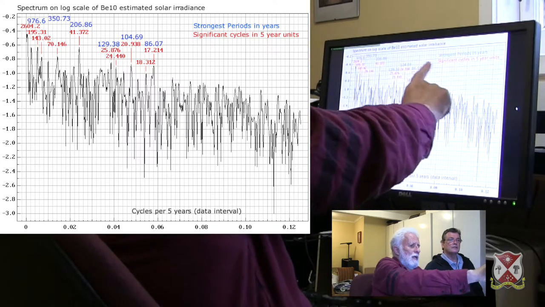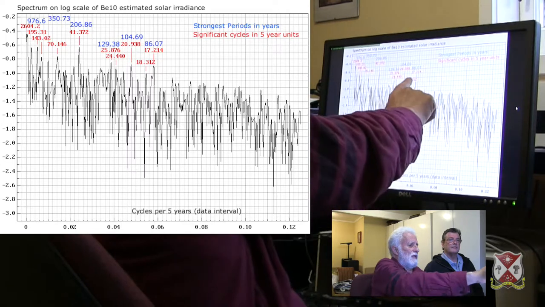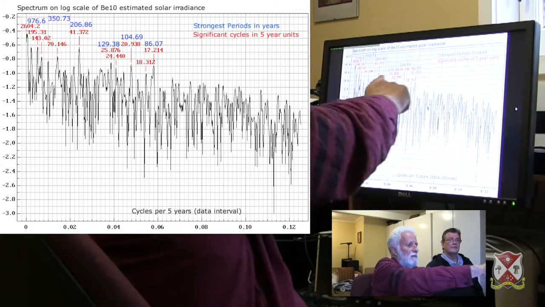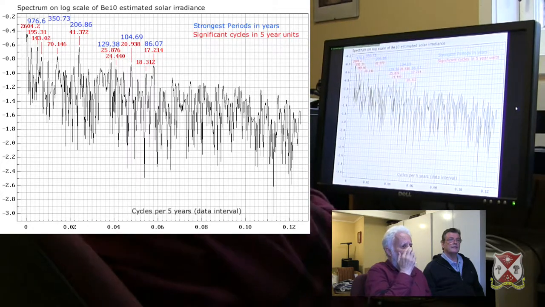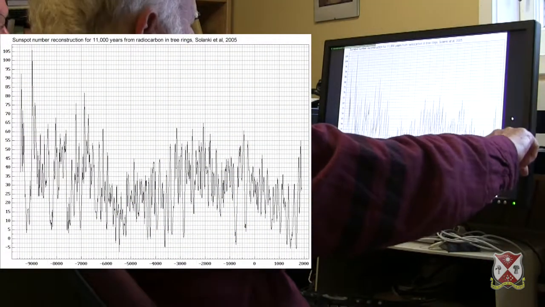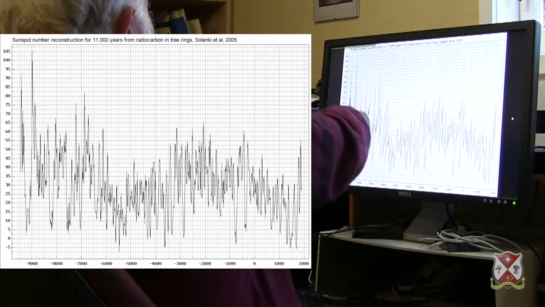These red numbers, this data is only every 5 years, so these are in the 5 year units, and then I've put in blue above them what they were in years. We're looking at the sunspot number reconstruction for 11,000 years from radiocarbon in tree rings from Solanki et al. 2005. And again, you can see there's a bit of a peak here. But there's been times when it's been higher.